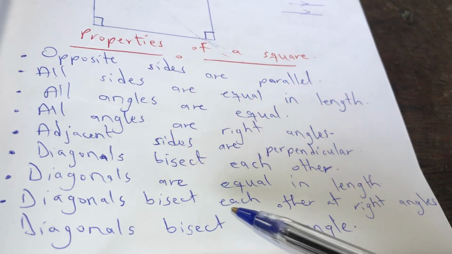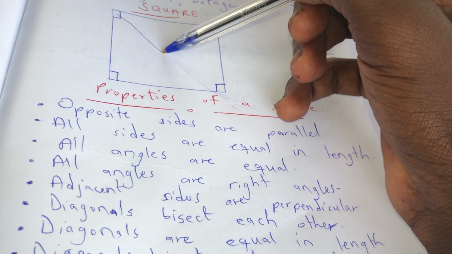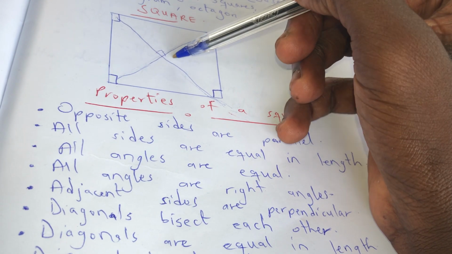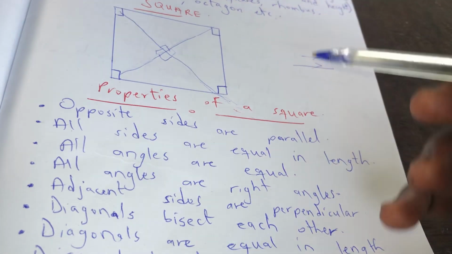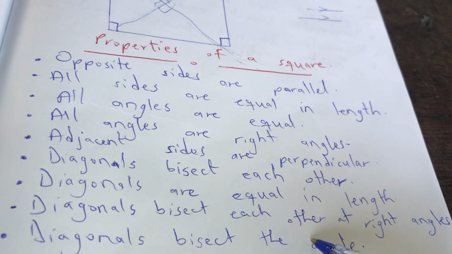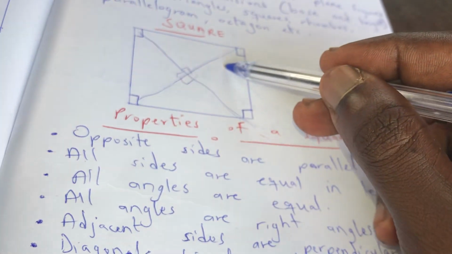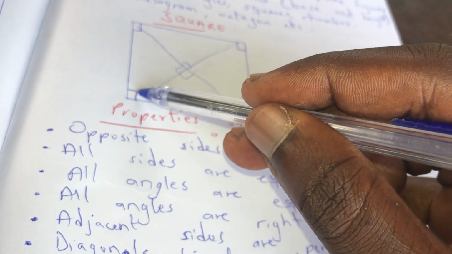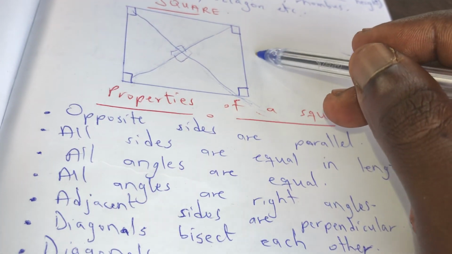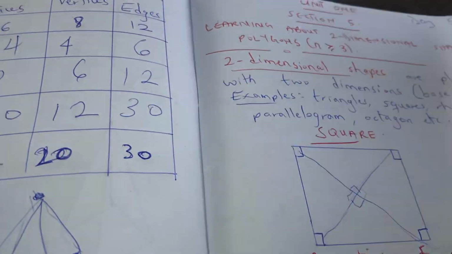Then diagonals bisect each other at right angles. Look at this place. If you draw this line and this line, this place is 90 degrees, 90, 90, and 90. So they bisect each other at right angles. Then diagonals bisect the angles. So the diagonal from here to here will bisect the angle at the corner. I hope you are getting it. So these are some properties of the square.